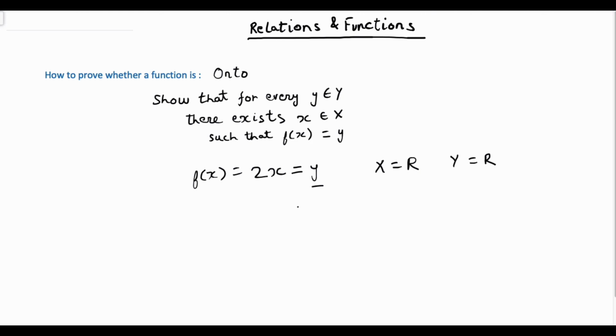For every y there exists an element x equal to y by 2 which belongs to the domain of real numbers such that f of x is equal to y. Thus, we have shown that for every y, there exists an element x in the domain such that f of x equals y. This proves that the function is onto.